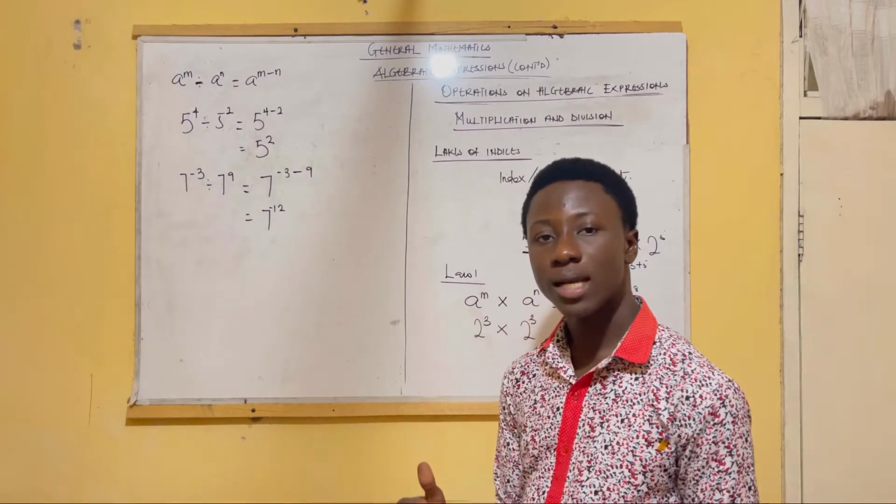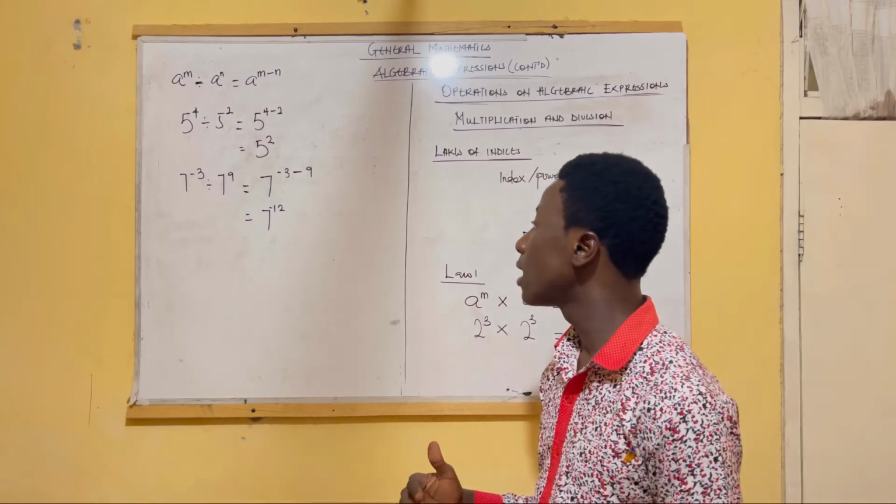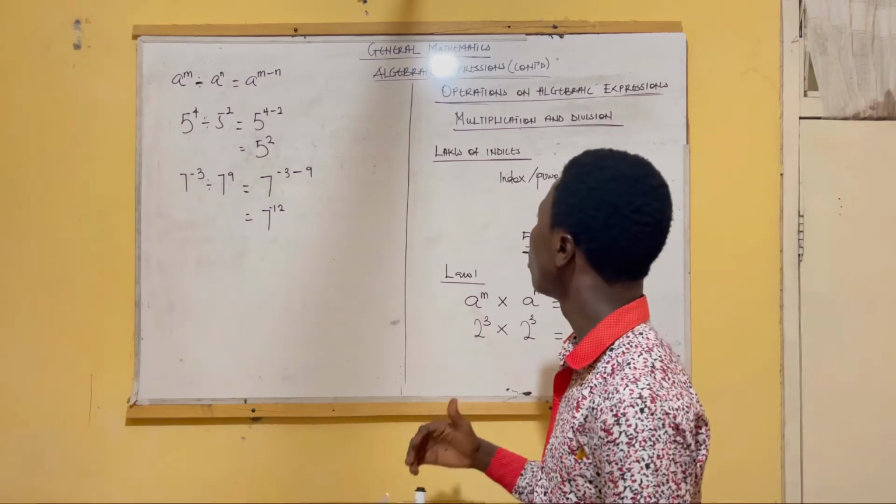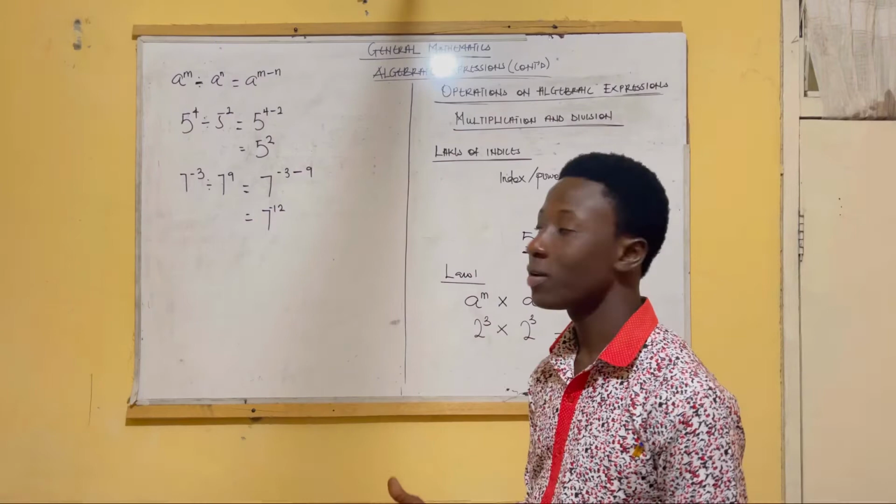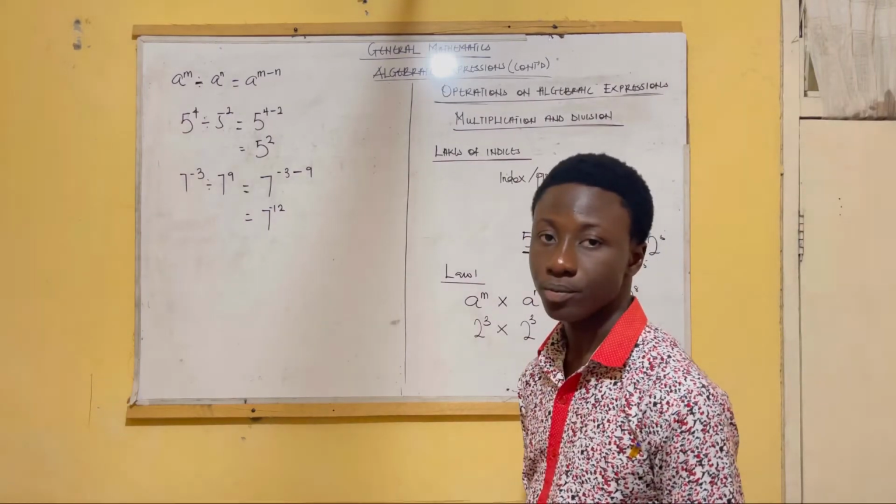Okay, so I said with multiplication and division, you group numbers with the same letters. Alright, and then you apply the laws or rules of indices in solving.